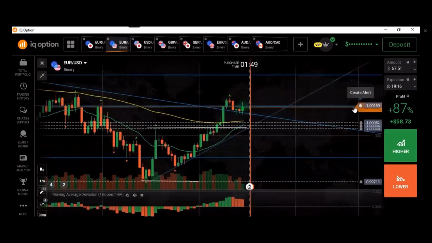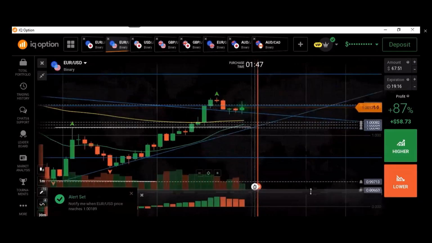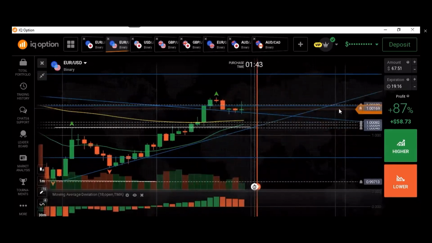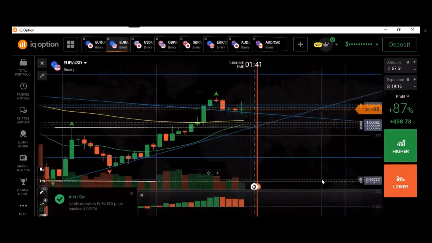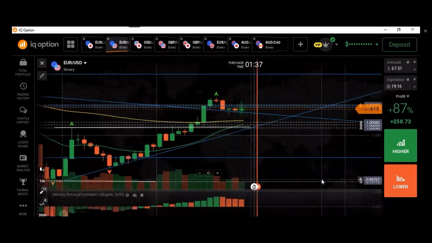There is a rejection in that level. Okay, so once it comes to that same level, I make a trade. So I make an alert symbol there. It shows that the rejection is there, so surely it is going to be respected. I make a confirmation there.